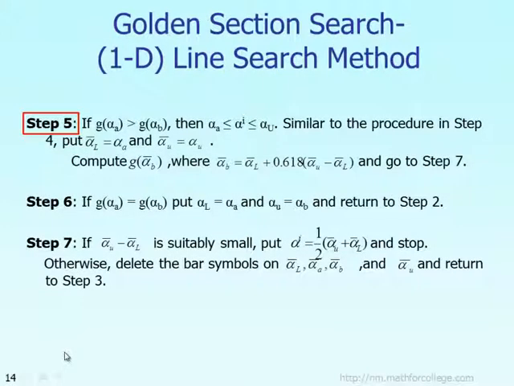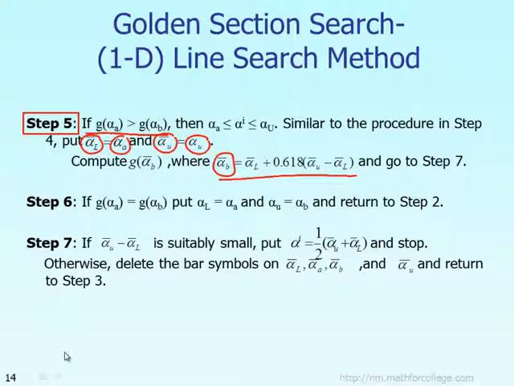Next, step number 5. On the other hand, if g alpha A is bigger than g alpha B, then the conclusion is the reverse. The new lower bound alpha L bar will be updated as alpha A, but the new upper bound alpha U bar is the same as the old upper bound. In that case, you only have to compute one new point, which is alpha B bar. You don't have to compute alpha A bar. You compute only one new point, alpha B bar, based on that formula. And then you go to step number 7.